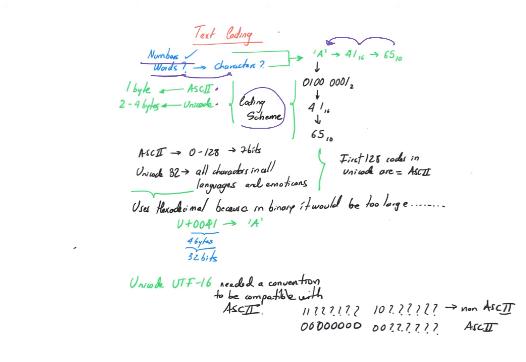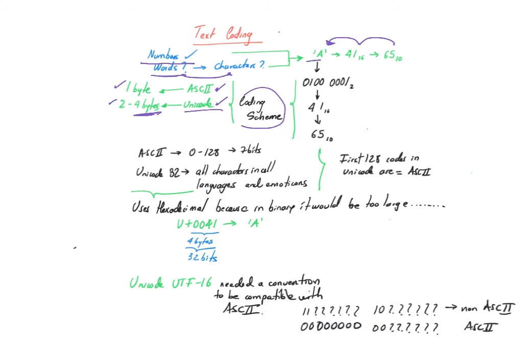So there are two main coding schemes that we use nowadays, the ASCII code and the Unicode. ASCII is using 1 byte, and Unicode is using from 2 to 4 bytes. Right now we're using 4 bytes. Now, how does that work?